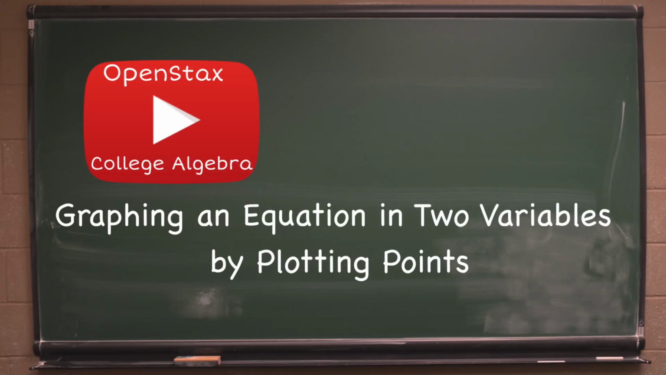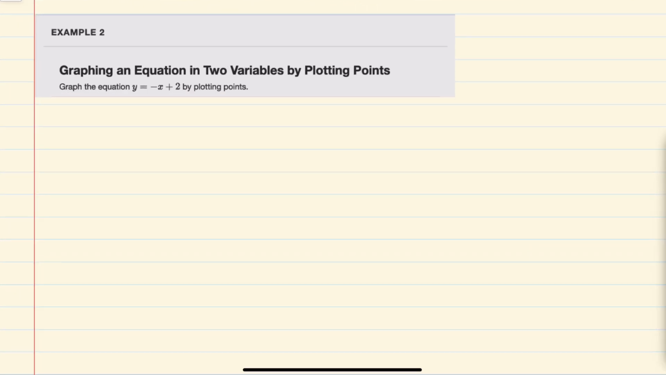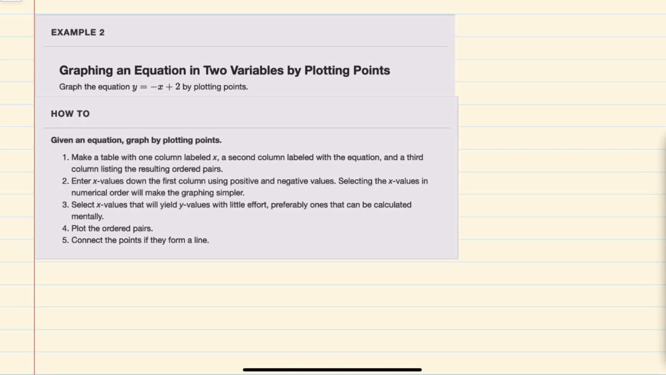In this video, I'll be helping you with the math topic called graphing an equation in two variables by plotting points. And we'll be using this example taken from the OpenStax College Algebra textbook, where we're asked to graph the equation y equals negative x plus 2 by plotting points. And we're also given these how-to steps.